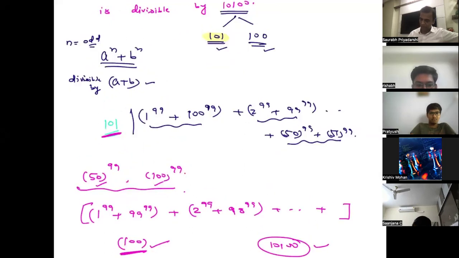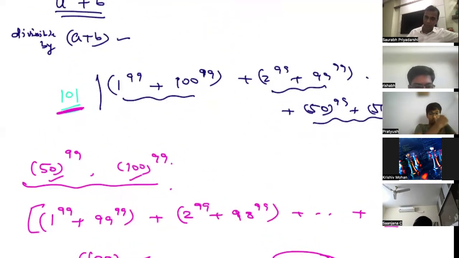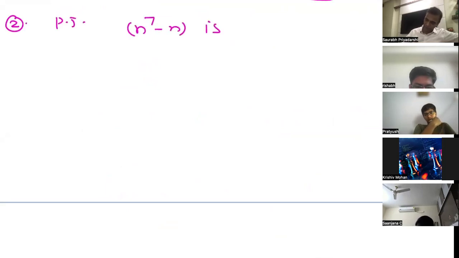The second one. Prove that n to the power 7 minus n is divisible by 7. Take your time.